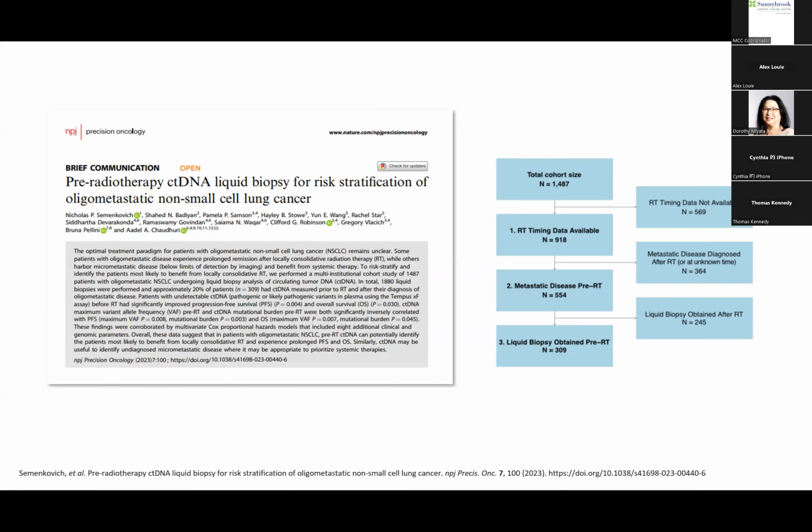This was a multi-institution cohort, initially with about 1,500 patients. However, many of those patients did not have adequate data in regards to either the timing of radiation, the timing of metastatic disease diagnosis, or the timing in terms of when the biopsy was obtained. And so a total of 309 of those patients were known to have metastatic disease prior to radiation and had a liquid biopsy prior to radiation.